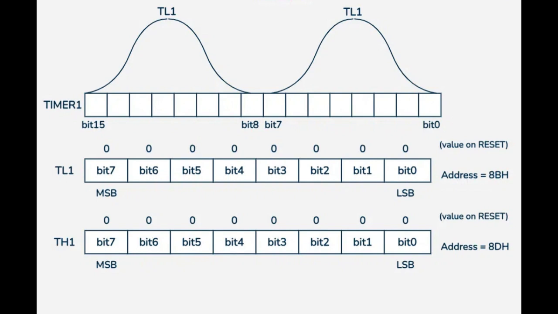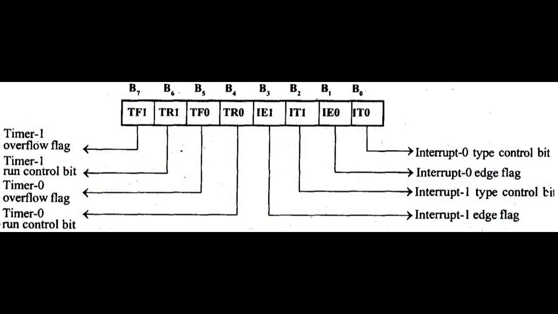Why is overflow important? It tells the microcontroller that the time delay is completed. It is used for delay generation, interrupts, baud rate timing, and event counting. Overflow happens when a timer reaches its maximum value and rolls back to 0. This is how the microcontroller knows that time has passed.